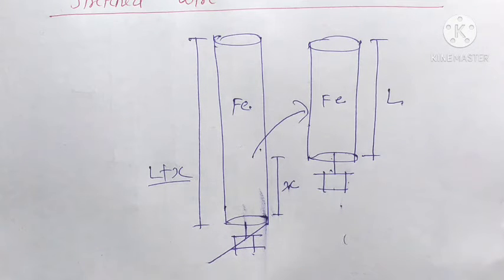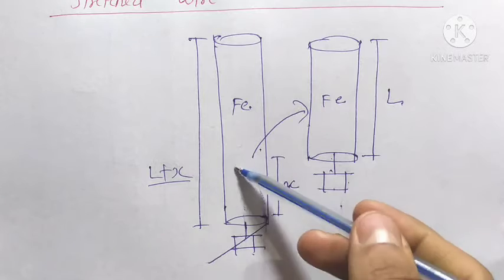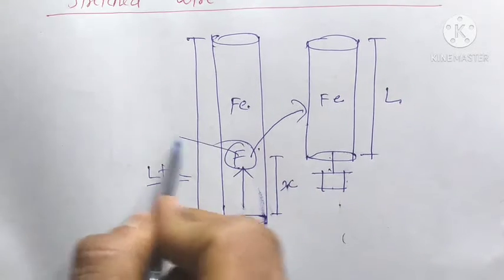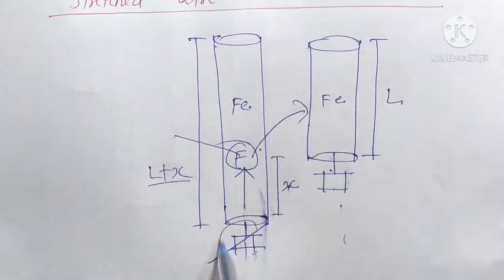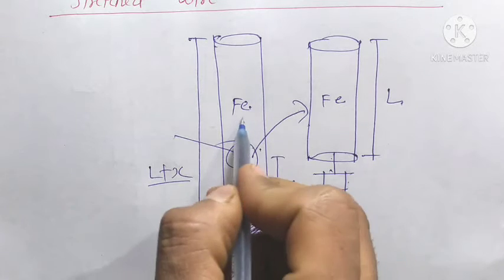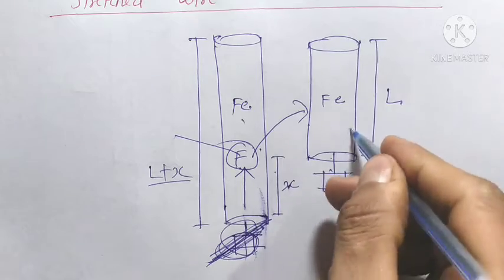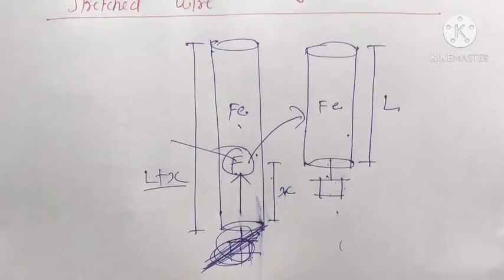So this means that there is a force acting opposite to this external force. There will be some restoring force acting opposite to this external force. So when we remove the load, due to the elastic property of this wire, this wire returns back to its original position. So now you can see here.